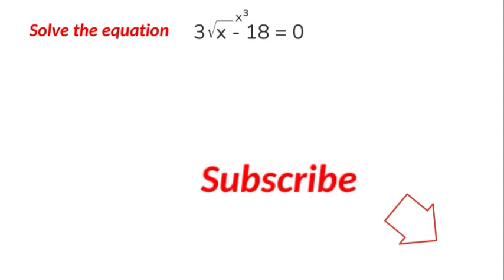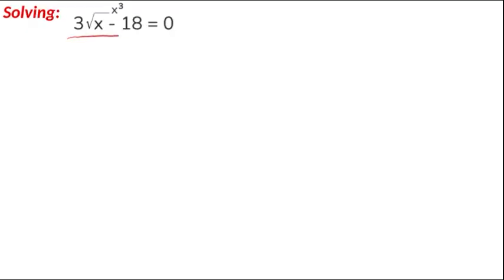So let's get started. When we examine the terms, we can see that we have a common factor of 3. So let's factor it out and we will get 3 by the square root of x all to the power of x cubed minus 6 is equal to 0. Now let's set this to 0.